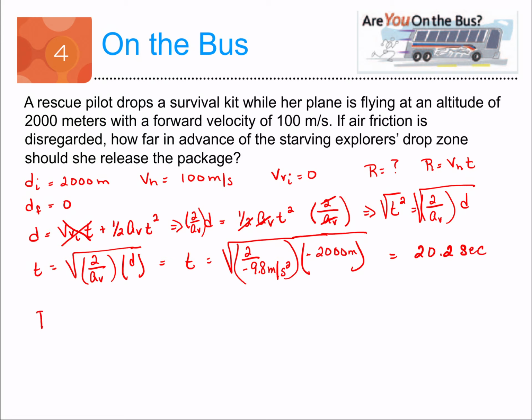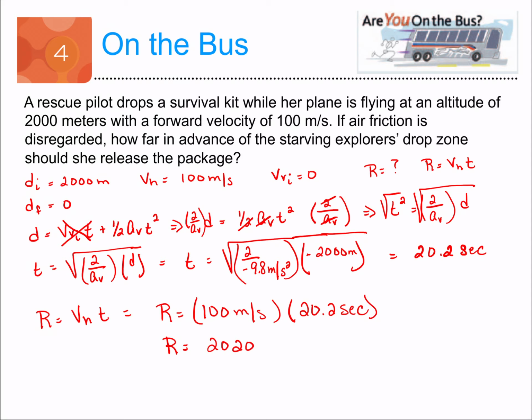So now we can go to the formula that R equals VH times T and put in our variables. VH we're given to be 100 meters per second, and T is 20.2 seconds, which is going to give us R to be 20 meters. Okay, so this is your answer.